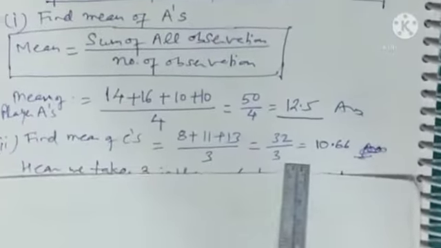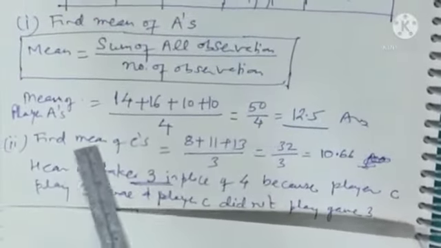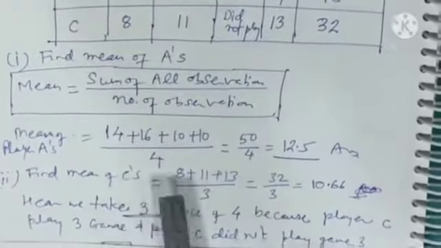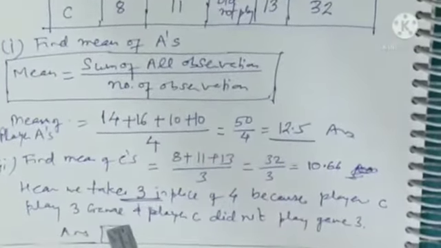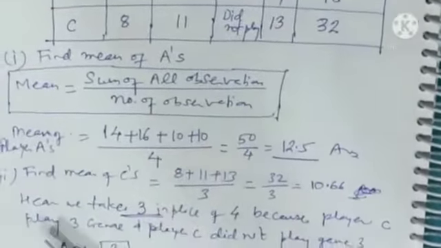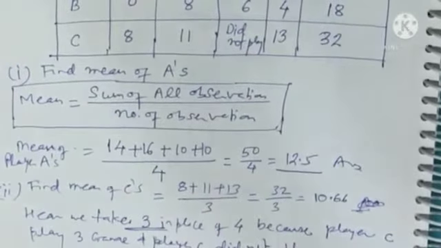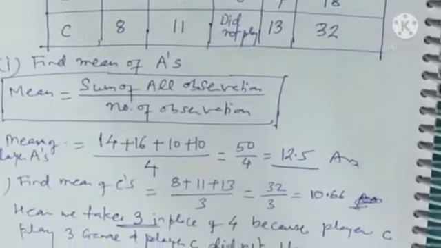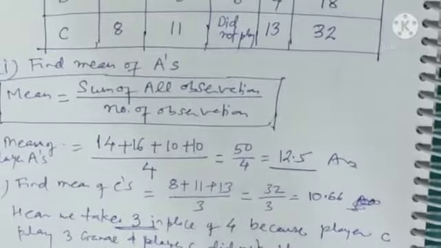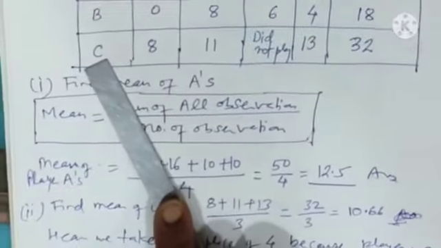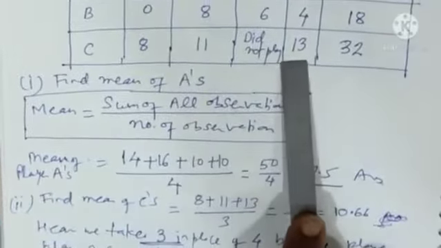Now the second part. In the second part, similarly you can find the mean of C's score. But in this question, your book is asking you to take game 3 or 4, which you take. So for that purpose, observe keenly the player C's score.